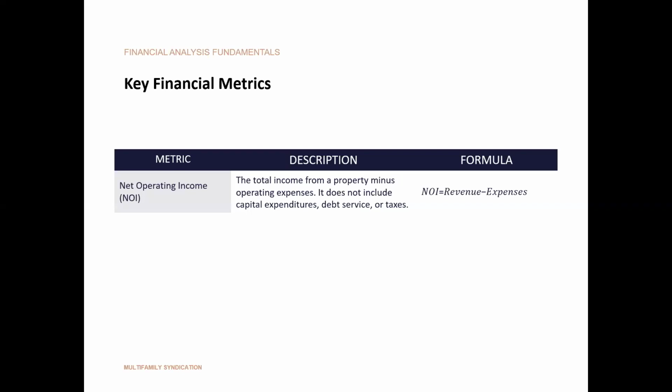Net operating income might be one of the most important metrics that we use as investors, and that is your revenue minus expenses. At the end of the day, what does this property produce for income? Now, this does not include any capital expenditures, debt service, or taxes. This is just your revenue minus your operating expenses.